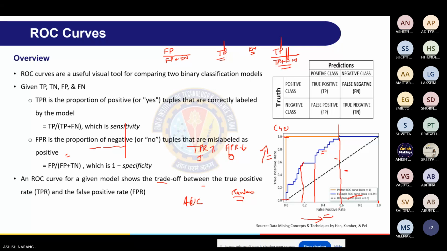Right? So this may be a better model than this random model, which is 0.55. If my curve is going more towards this particular point, which is a perfect point, that may be considered a better model, because this is actually reducing my FPR and increasing my TPR.